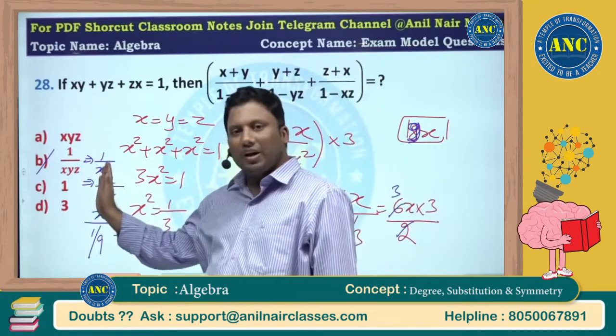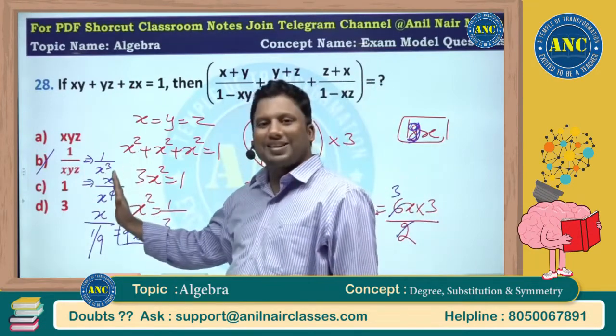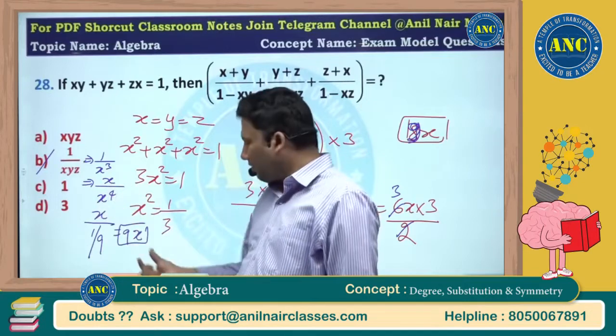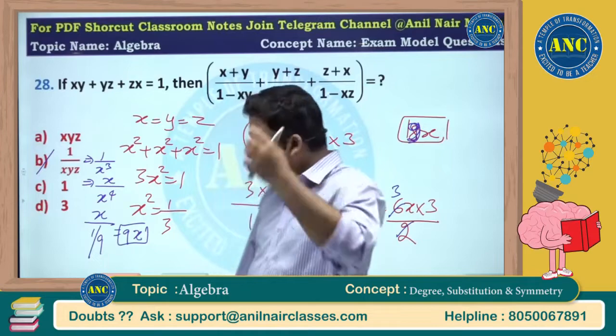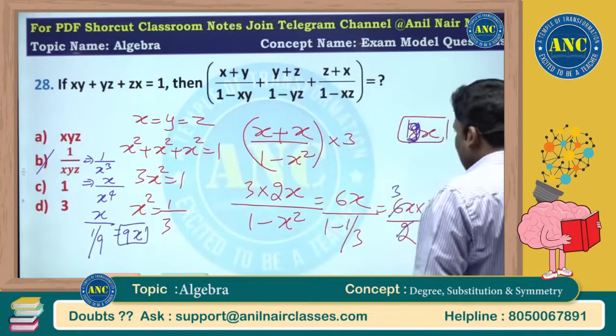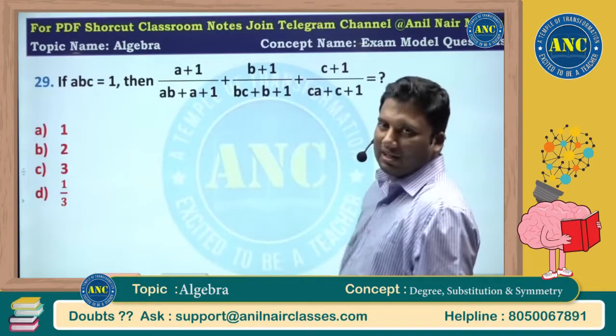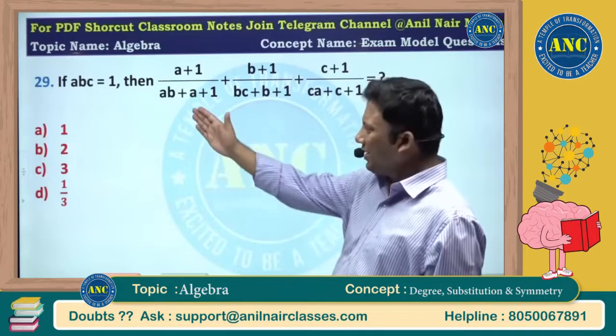X equivalent to y equivalent to z. 1 by x cube. X by x power 4. X square 1 by 3. X power 4 1 by 9. Answer is 9x. Like this. These are all very, very easy questions.